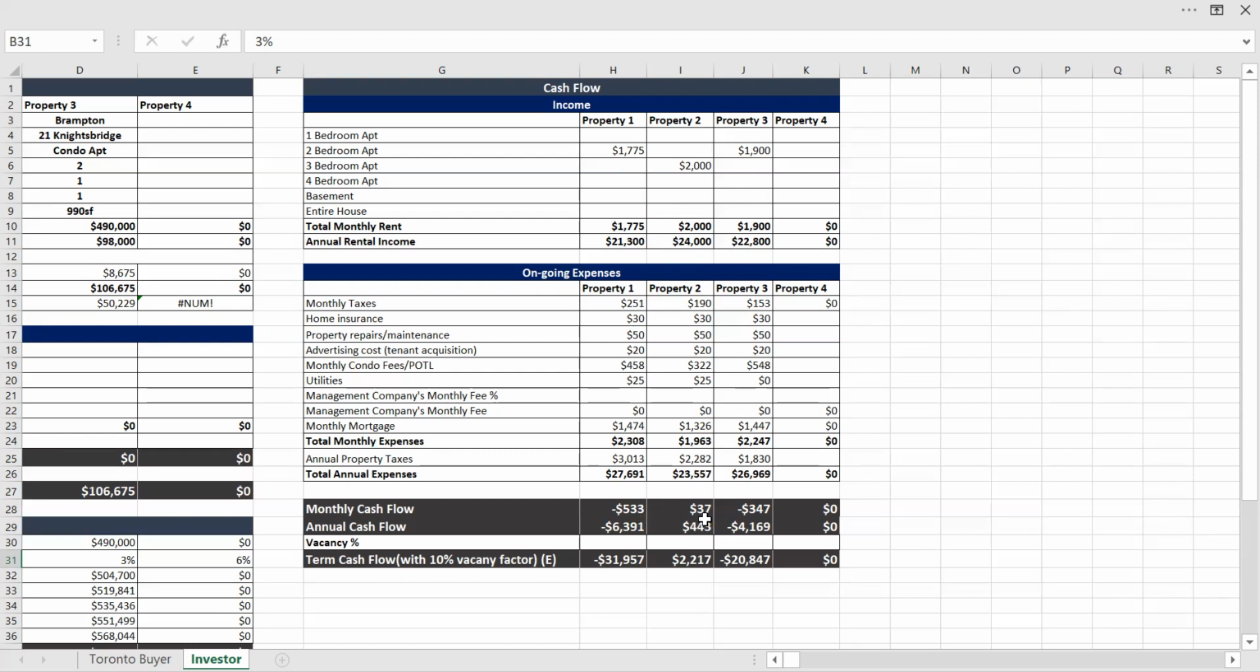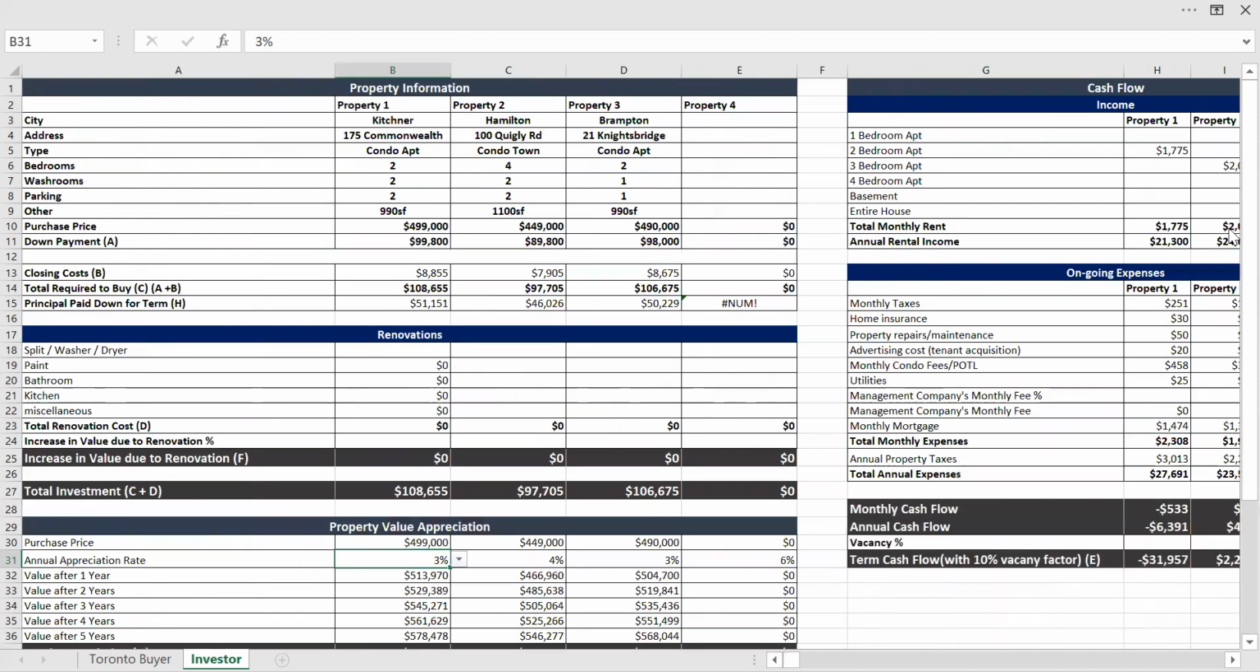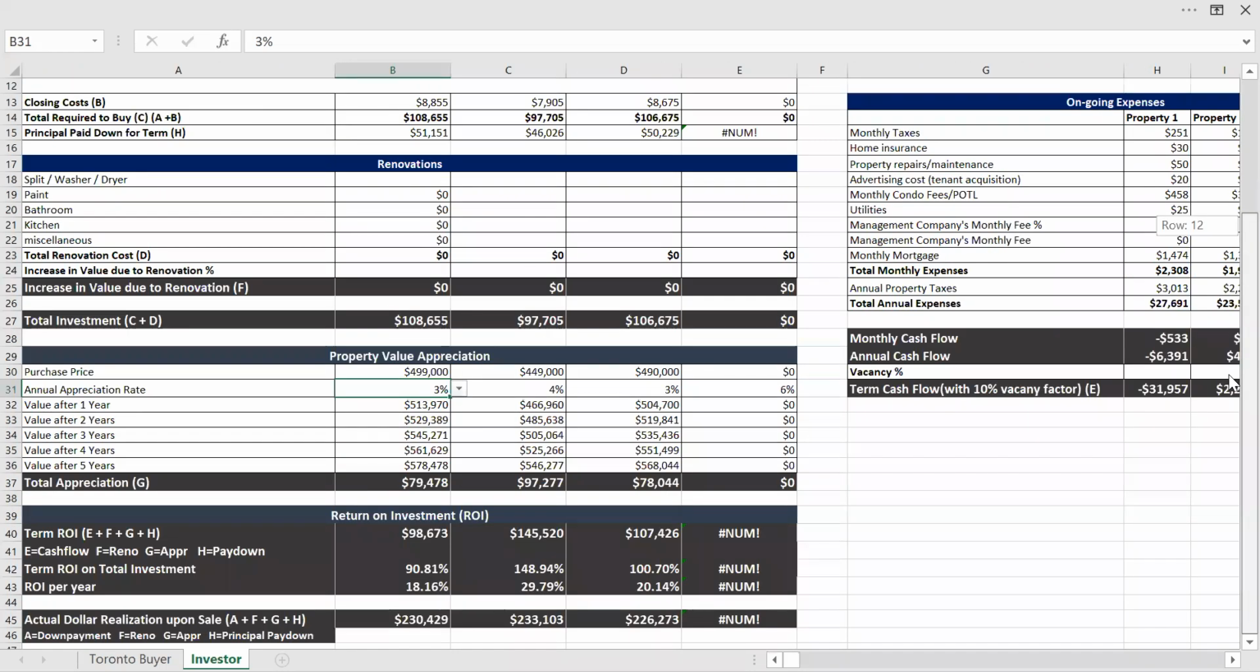Positive cash flow for the Hamilton property. Now, negative cash flow does not necessarily mean a negative return, and we're going to look at that when we look at our section on the return on investment. When we're calculating the return on the investment, we're looking at the cash flow. So it's negative in two cases, positive in one. We look at the renovations. There were none in this case.